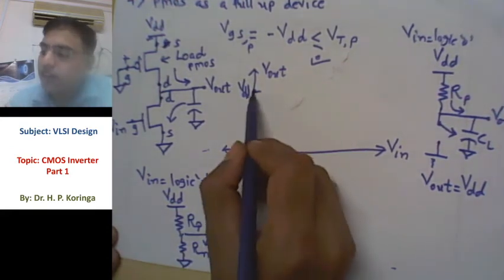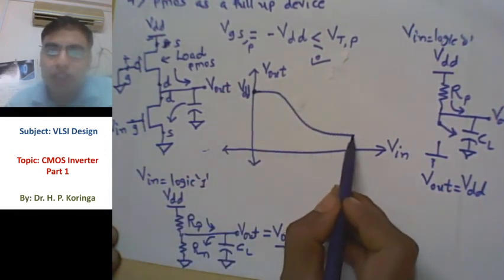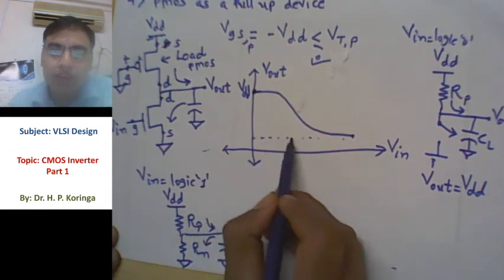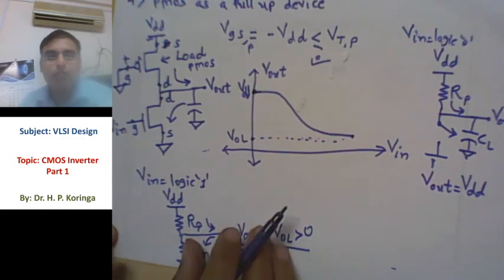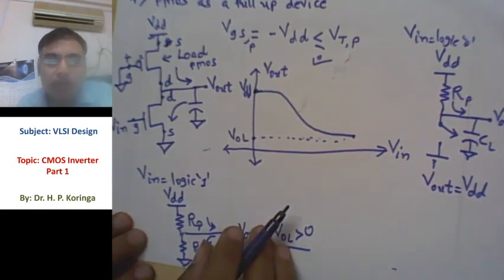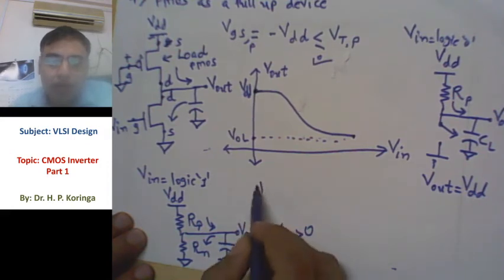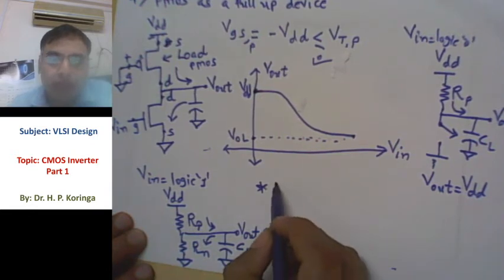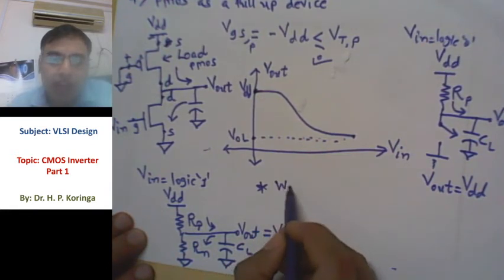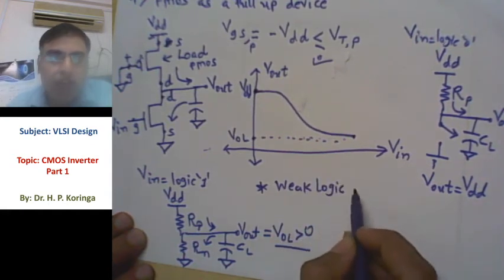So if you see, we get a strong 1 output, but it has a weak 0 output. It produces a strong 1 output and a weak 0. So the first point about this PMOS as a pull-up device: it has a weak logic 0 output, because V_OL does not tend to 0. So it is a weak logic 0 output.